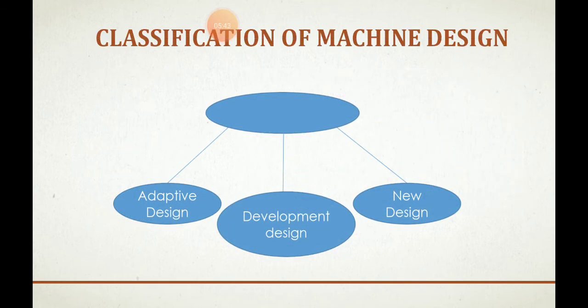Now here comes the classification of the machine design. The machine design is classified into three different types: one is adaptive design, one is developed design, and another is a new design. So what is different between these designs and how they are classified, we are going to study in detail now.